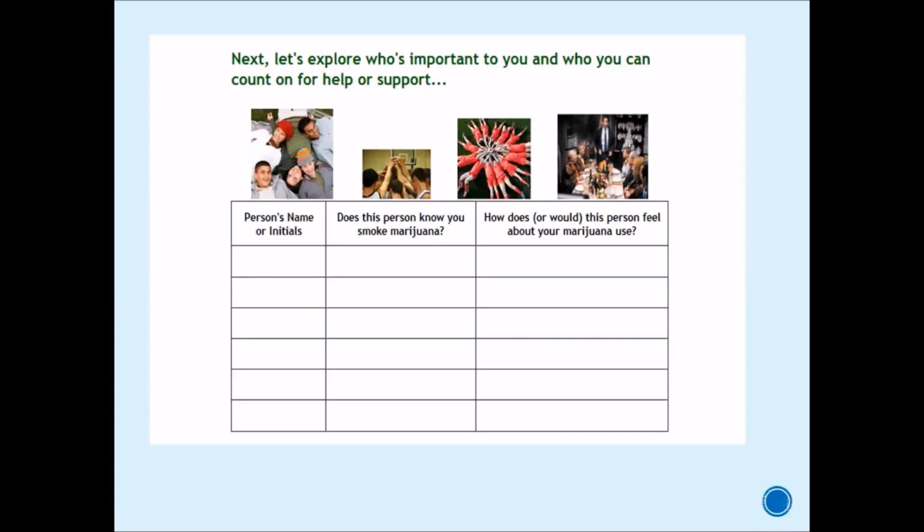So does this person know you smoke marijuana? Yes or no? And then how does that person, or how would they feel if they knew about your marijuana use? So this is an opportunity to really dig in deep about the people that are important to them and how marijuana use fits in or is in contrast to their relationship with those people.